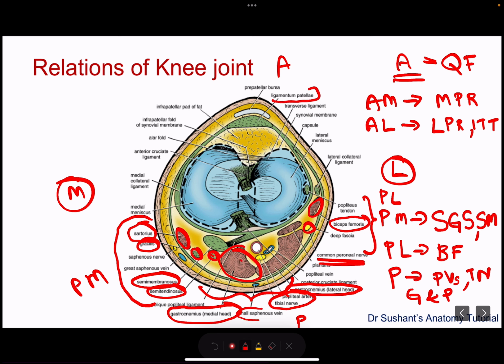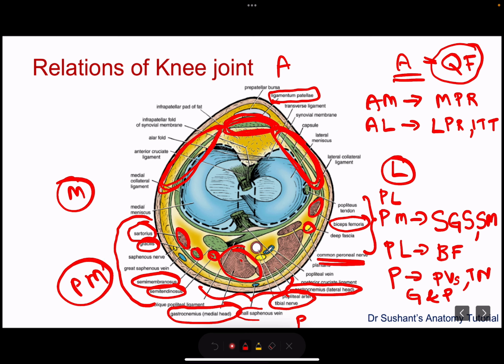Here is the ligamentum patellae, that is derived from the quadriceps femoris, forming the anterior relation of the knee joint. Anterolaterally we have the lateral patellar retinaculum and iliotibial tract. Anteromedially we have the medial patellar retinaculum, and posteromedially, posterolaterally and posteriorly these structures. So this is the relation of the knee joint.